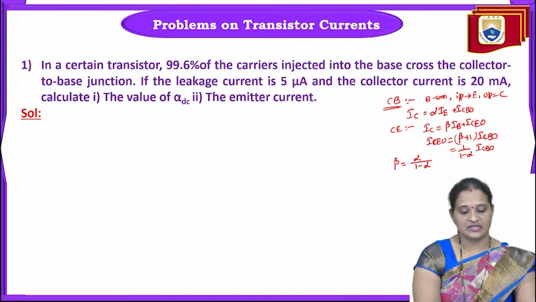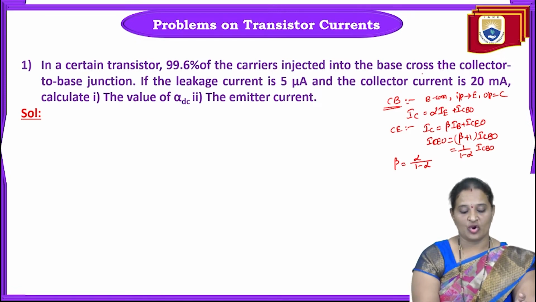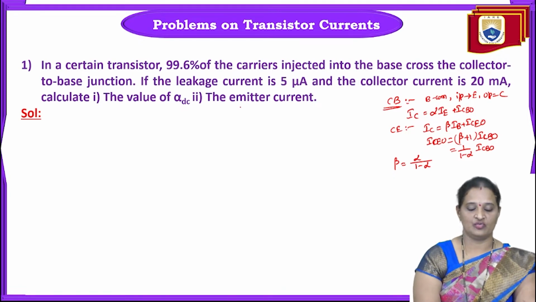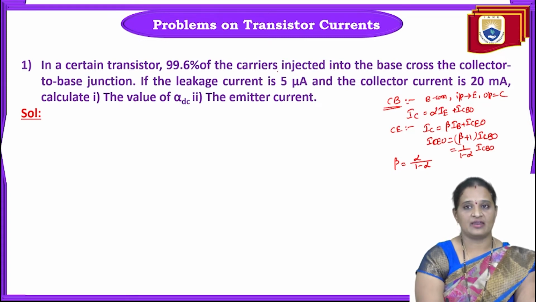So the first one, let us take: in a certain transistor, 99.6% of carriers injected into the base cross the collector to base junction. If the leakage current is 5 microamperes and the collector current is 20 milliamperes, calculate the value of alpha DC and the emitter current. So what are the values that are given? 99.6% of the carriers injected into the base cross the collector to base junction.